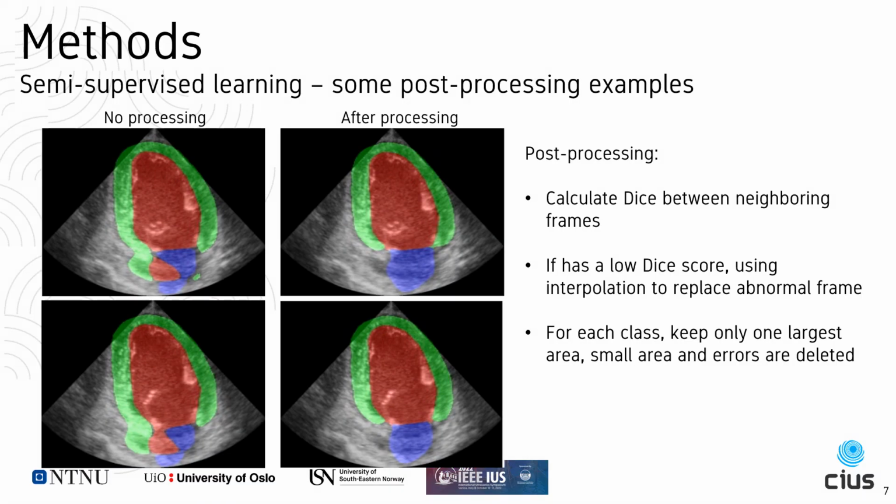To remove abnormal frames, we first calculated the dice between neighboring frames, then replaced the ones that have a low score with interpolation. Also, we kept only the largest area for each class. Small areas and errors were deleted. Here are some examples where post-processing fixed some obvious errors.